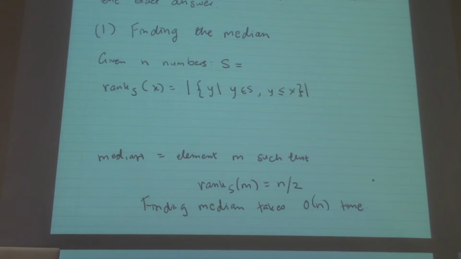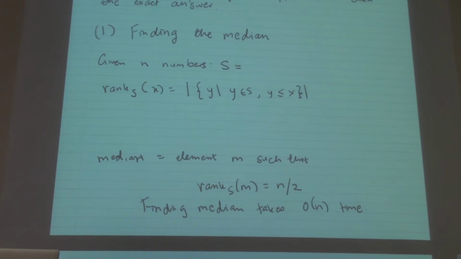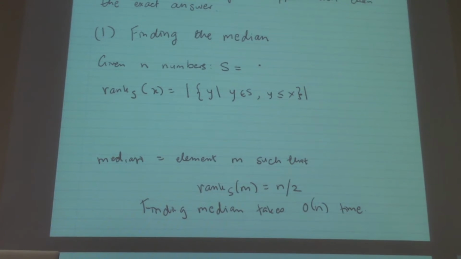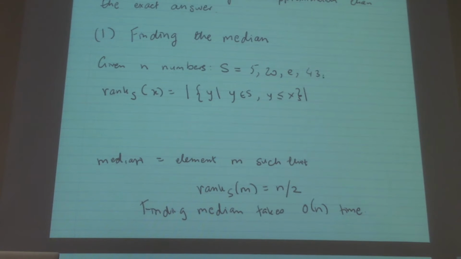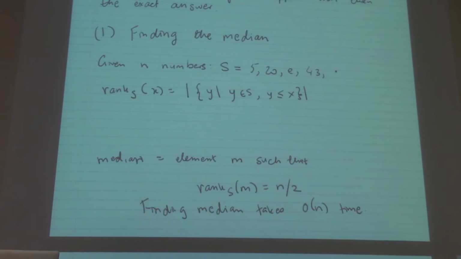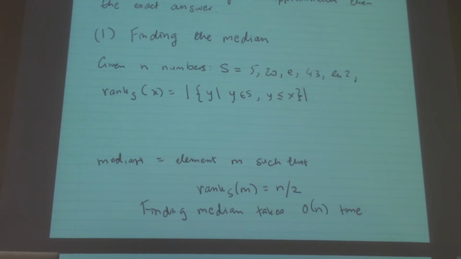I give you n numbers, and let's write them down. Let's call out some numbers, between 1 and 50. 5. 20. E. There's always one of you. Fine. 43. ln2. Oh, it's all smart alecs. Two more. 17 and 50. All right. So we have 1, 2, 3, 4, 5, 6, 7. Good, a nice odd number.